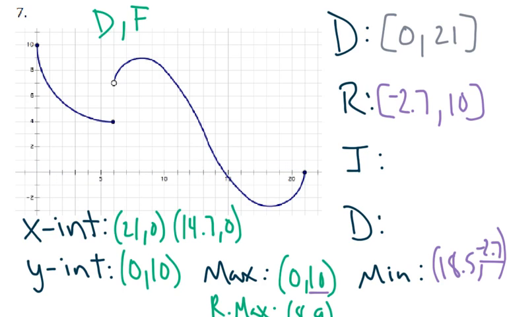Now the last, we have increasing and decreasing. So we decrease from 0 to 6, right? That's where we're going down.